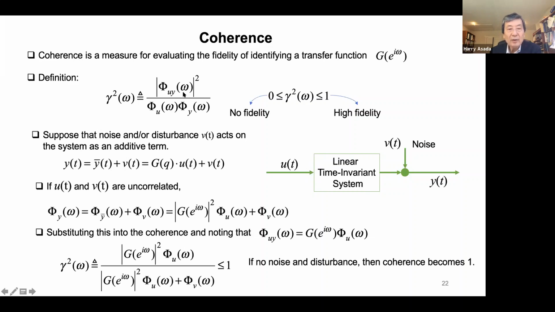Phi u y omega is the cross spectrum. The cross spectrum is given by G e omega times phi u, right? And we have a square of them, but one of them is canceled out with this. So this over phi y. Phi y is now given by this. That's why we got this expression. So it is obvious that this one and this one are the same. So if this phi v omega is 0, then this becomes 1. So that's actually the high fidelity part.